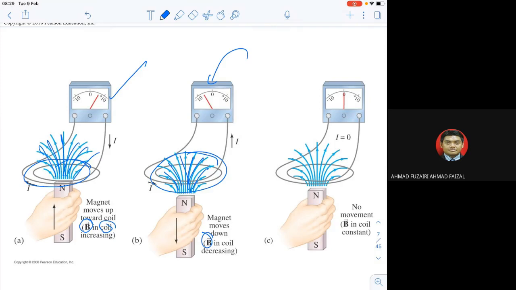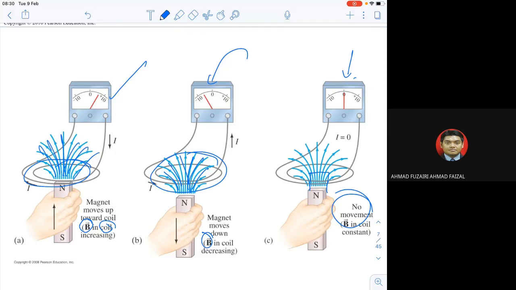But when there is no movement, that means you bring the magnetic bar and you just hold it. You don't push in or pull back the magnet, you just hold the bar in the middle of the coil. So there is no movement. That means B in the coil is constant, and when B in the coil is constant, the current is not induced. The current will be 0.